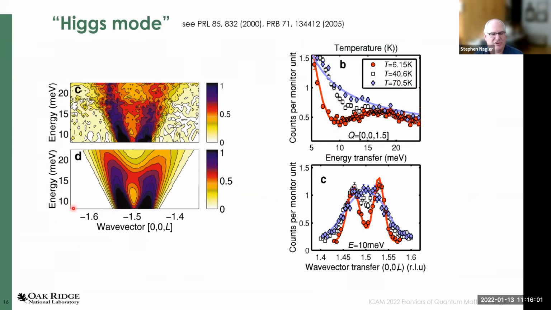Similarly, if I look in this case at 10 millivolts and cut horizontally as a function of wave vector, I see here at low temperature, these are the transverse spin waves. At high temperature, this fills in.